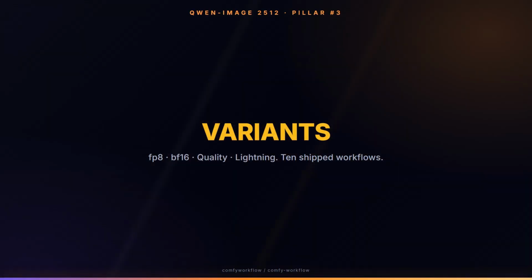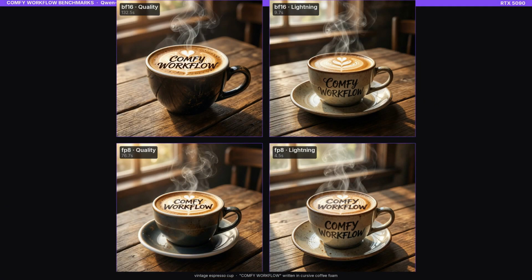4 modes across 3 cards. FP8 plus BF16, quality plus Lightning. Lightning roughly 15 times faster. BF16 quality adds 23% on the 5090, 74% on the 4090. On the 3060, both quality timed out.